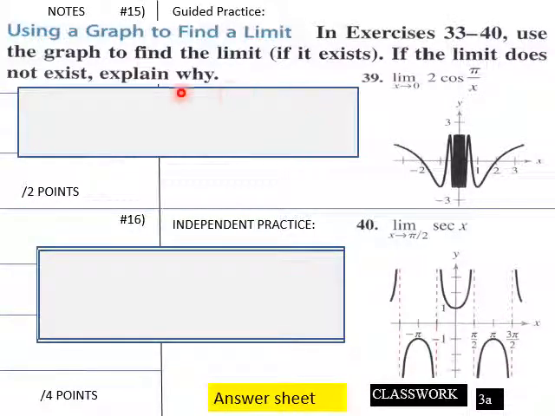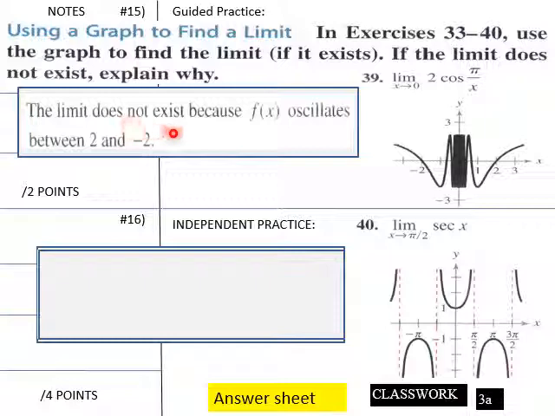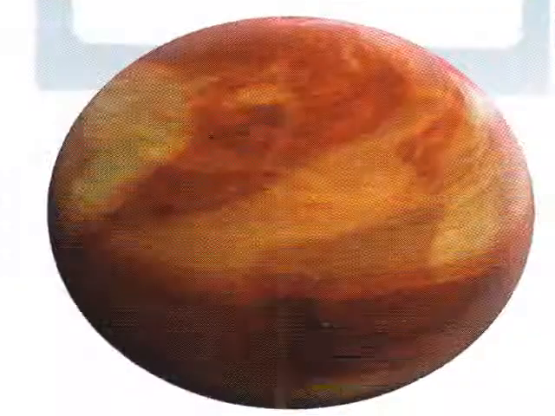So let's try one here. Use the graph to find a limit if it exists. If the limit does not exist, explain why. So we have the limit as x approaches 0 of 2 cosine of pi over x. And again, we get an oscillation kind of graph happening there. So the limit does not exist because f of x oscillates between 2 and negative 2 here. So negative 2 down here and then 2 up here. So you have an oscillation there that happens.